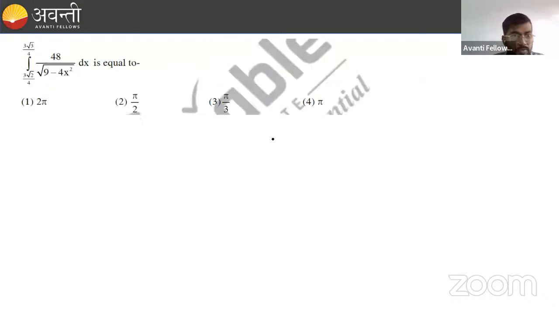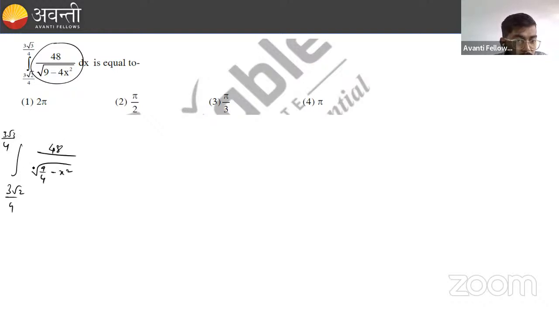Now here we are given to find this integration. So here first of all what we will do is, the limits are 3 root 2 by 4 and 3 root 3 by 4. Here we will first convert it into standard form, which will become 9 by 4 minus x square, and this 4 will come out of the root to become 2. So this will become 1 by 2, correct? And dx, right?